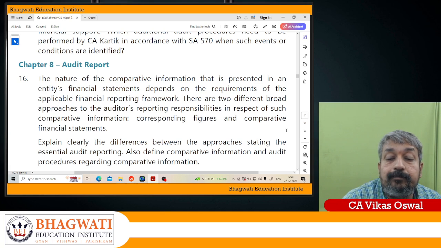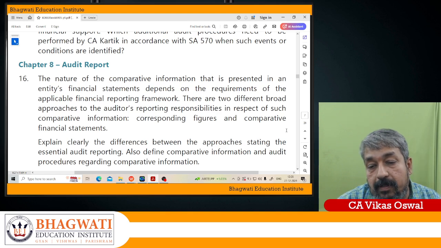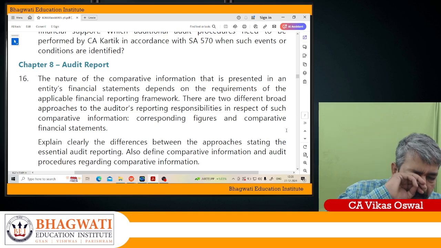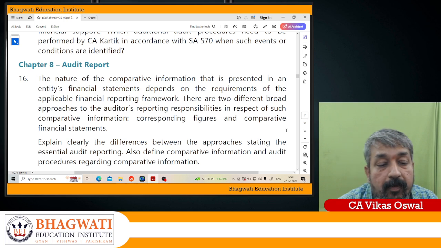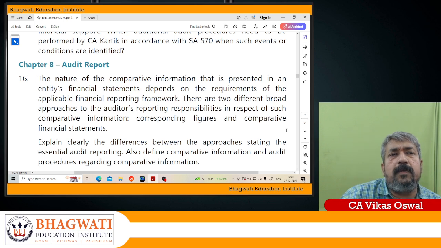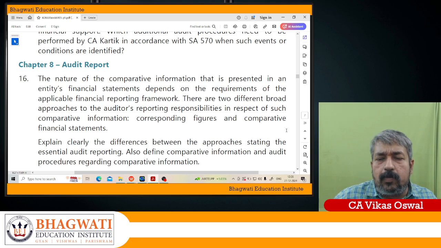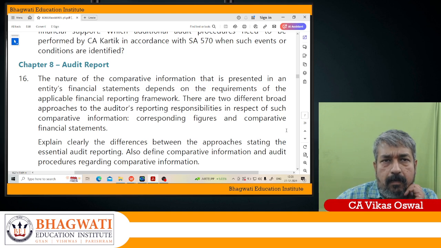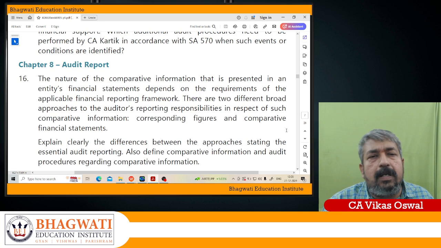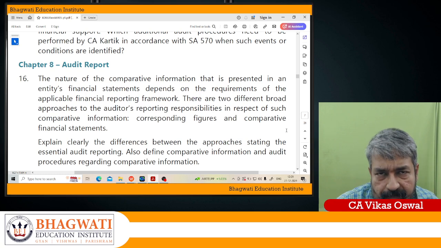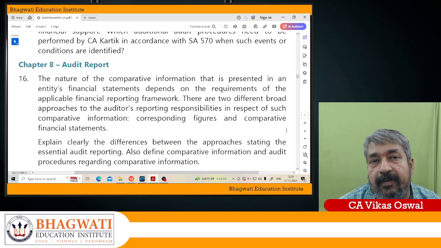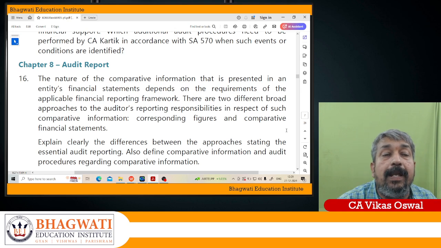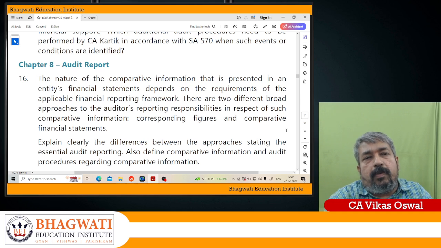Now, define comparative information and the audit procedures regarding the comparative information. So, what do you mean by comparative information and what are the audit procedures? In audit procedures, basically, you have to check whether the comparative information is presented as per the applicable financial reporting framework. So whatever comparative information is included in the current period financial statement, it should be as per the applicable financial reporting framework, and the information should be properly classified.